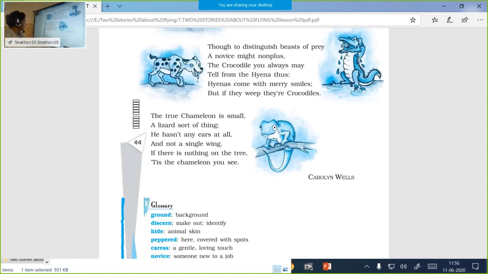And in the last paragraph, she comes up with another animal, which is a chameleon, and she says that it is very easy to identify a chameleon. A true chameleon is small, a lizard sort of thing. He hasn't any ears at all, and not a single wing. If there is nothing on the tree, it is the chameleon you see. So a chameleon is very small, and it looks almost like a lizard, and it has no ears at all. You can't see any ears, and not a single wing. It doesn't have any wings also.